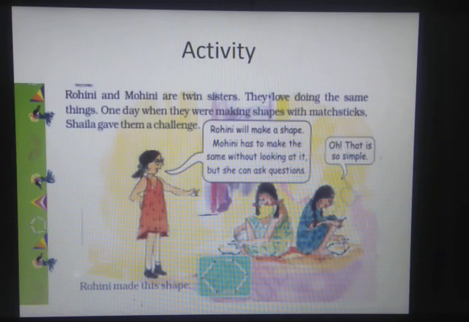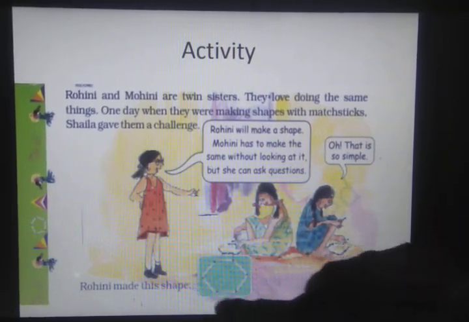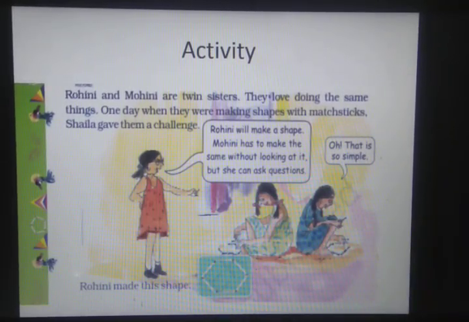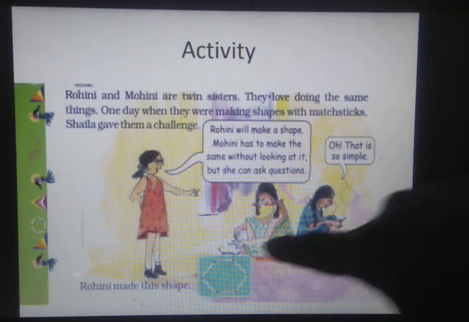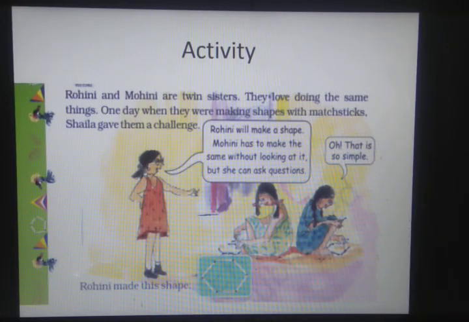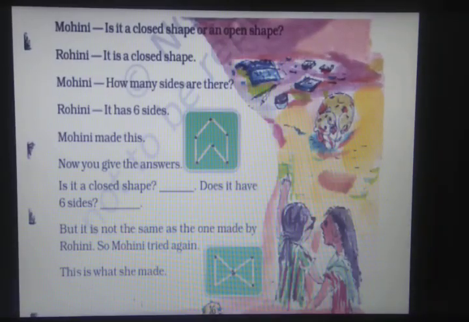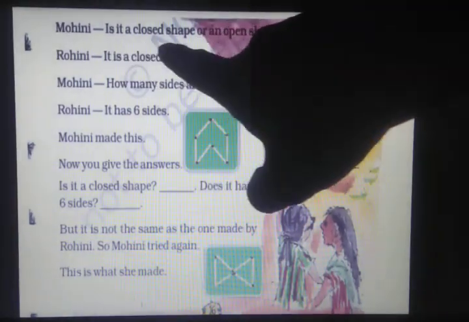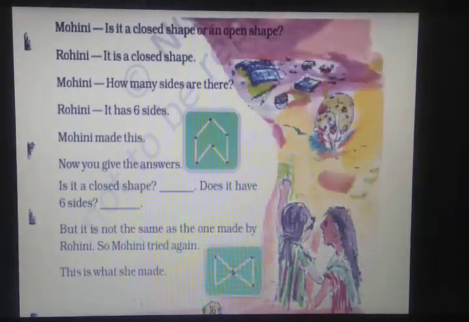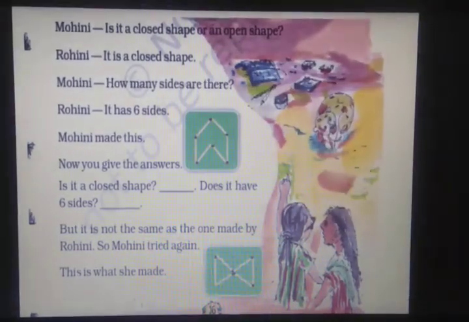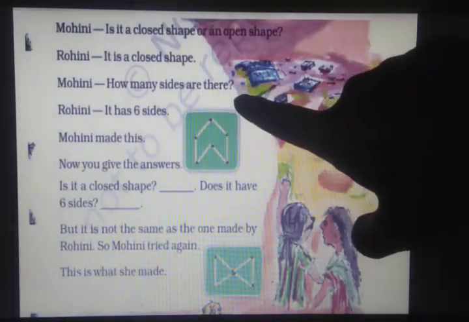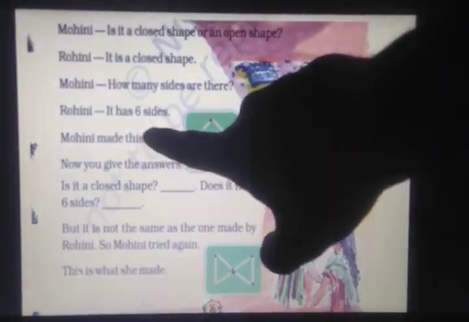Now Rohini draws a shape. You can see her shape. With the use of matchsticks, she made a hexagon. Now Mohini will ask questions to Rohini. Mohini asks, is it a closed shape or an open shape? Rohini replied that it is a closed shape. Next question Mohini asked: how many sides are there? Rohini replied, it has 6 sides.